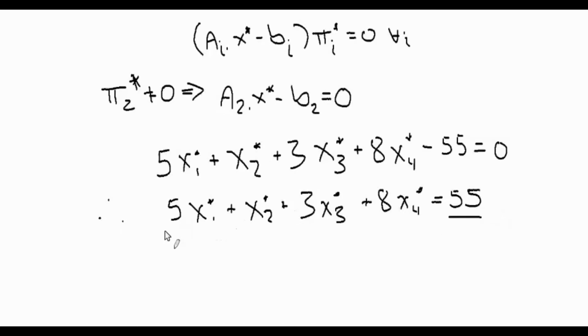The problem wanted us to make an inference about this quantity here, and using complementary slackness, and the fact that pi star 2 is not equal to 0, we can deduce that this quantity here is equal to 55.